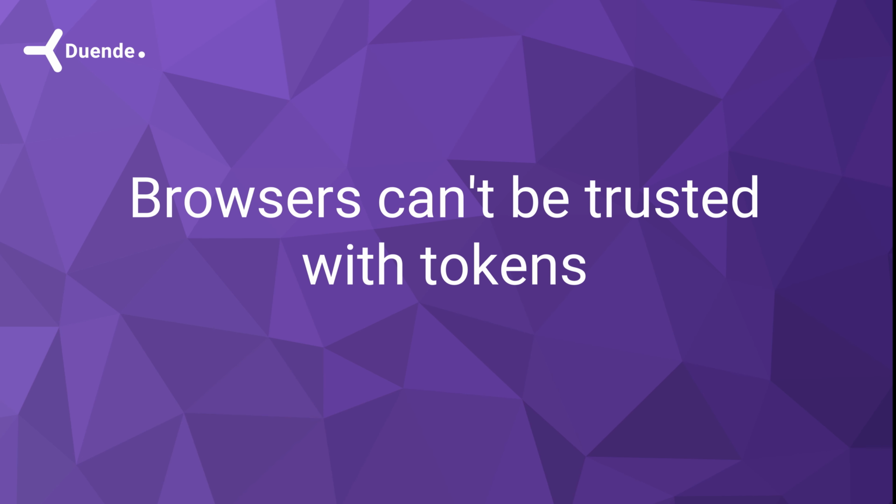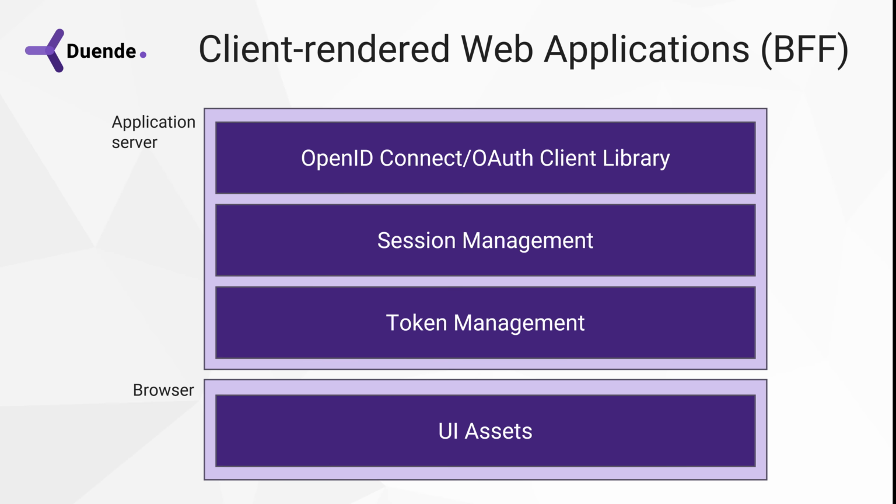The tokens, which are high-value targets for attackers, are now sent and kept in the browser. And browsers are not the safest place to keep them, to say the least. They are susceptible to many types of attacks. Tokens in the browser are way easier to steal than tokens on a server. And that's why the BFF, backend for frontend pattern, exists.